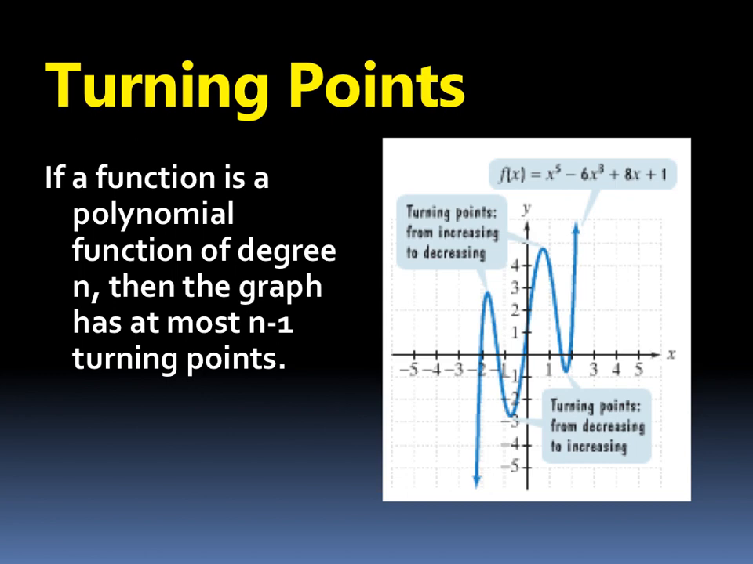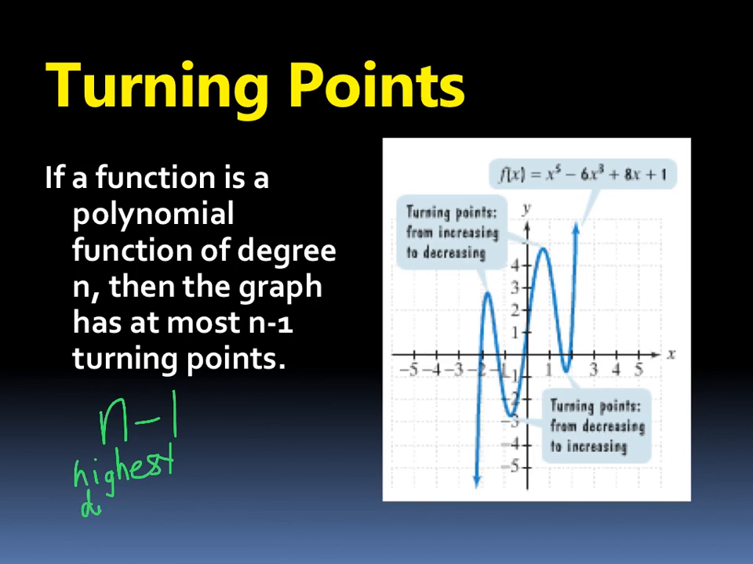Now, this helps you in order to graph. On the quiz, I'm not going to ask you how many turning points there are. But in order to know how to sketch your graph, you need to know how many bumps there are. That's the turning points. To figure out how many bumps there are, you take n minus 1. N is the highest degree.